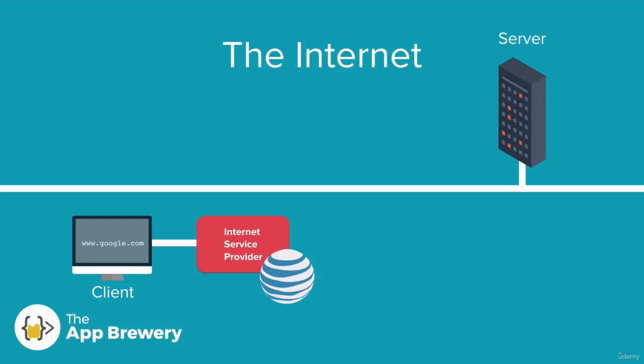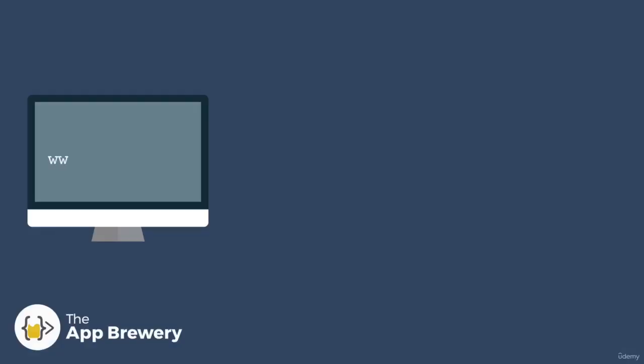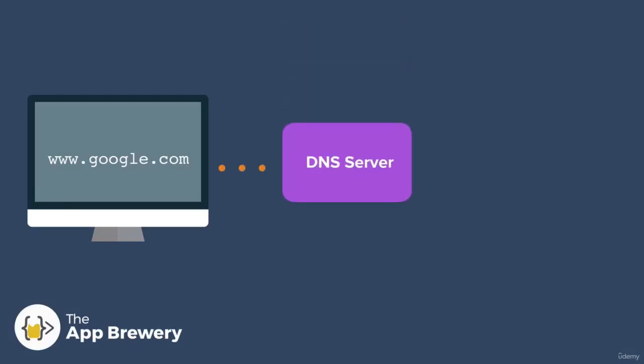And the ISP will then relay that message to something called a DNS server, a domain name system server. And a DNS server is essentially just a souped up phone book. And what happens when you make that request through your browser is the DNS server will look up in its database as to what is the exact IP address of that website that you're trying to access.